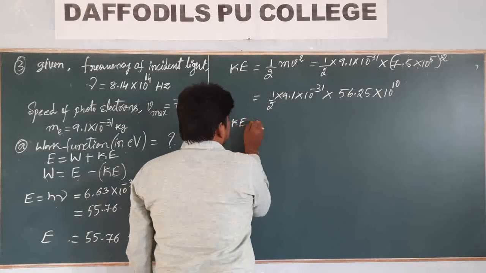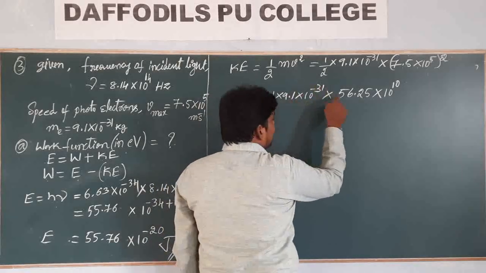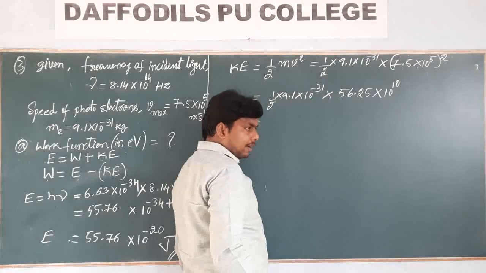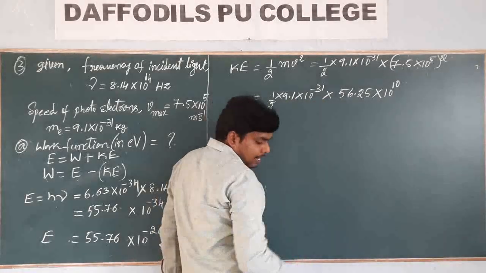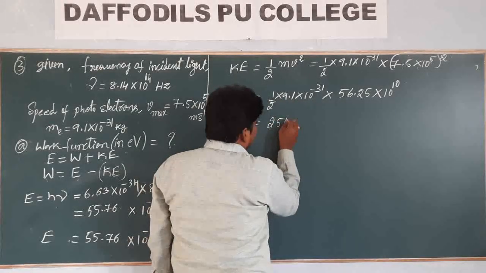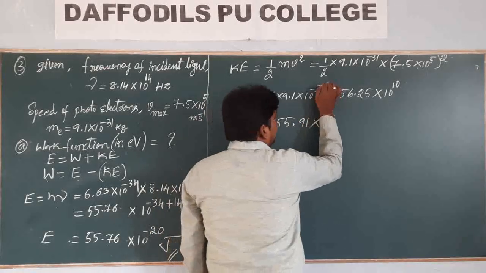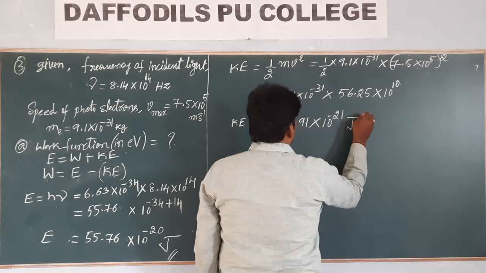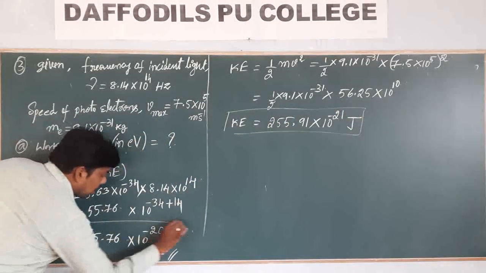The kinetic energy is equal to, first make this 9.1 into 56.25. Calculate this one, later divide the value by 2. You will get nearly 255.94 into 10 to the power minus 31 plus 10, that is minus 21. This is the kinetic energy. We got the kinetic energy and also the energy.